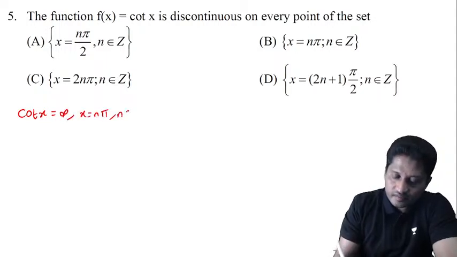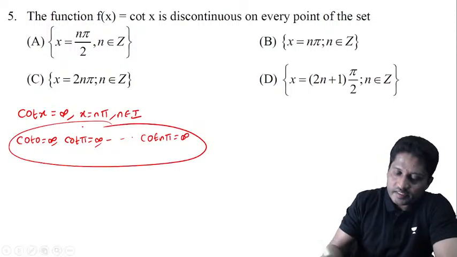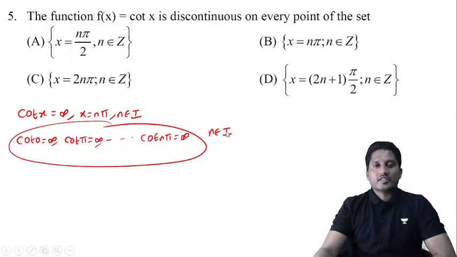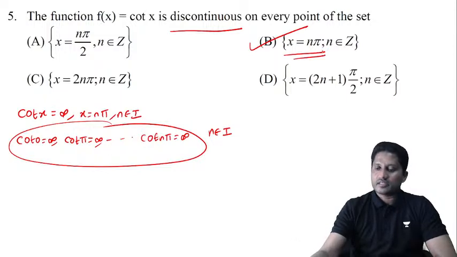n is an integer. That is, cot 0 will be infinity, cot pi will be infinity, cot 2 pi will be infinity, and so on up to cot of n pi will be infinity. Cot of any multiple of pi is not defined. n is an integer. So f of x is equal to cot x is discontinuous when x is equal to n pi. n is an integer. Answer is option B.